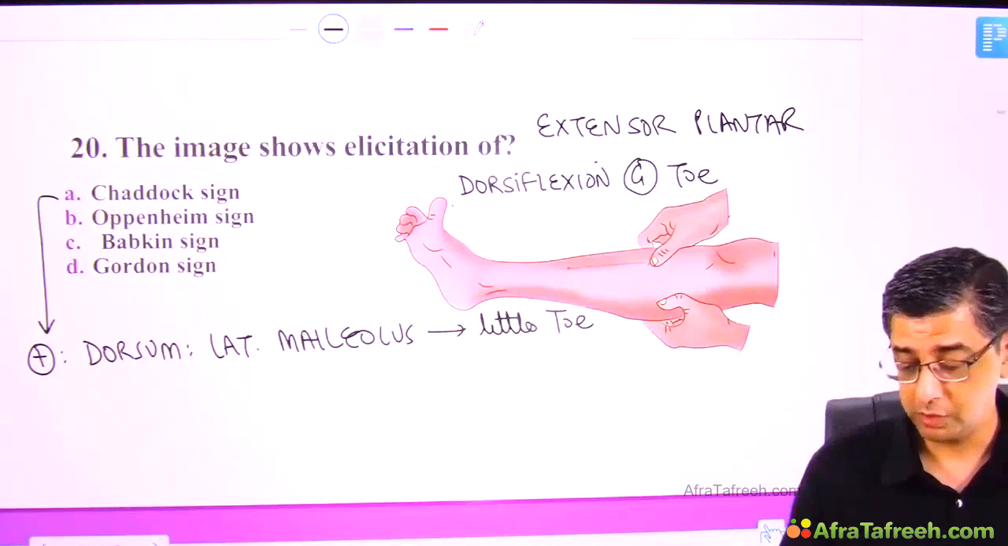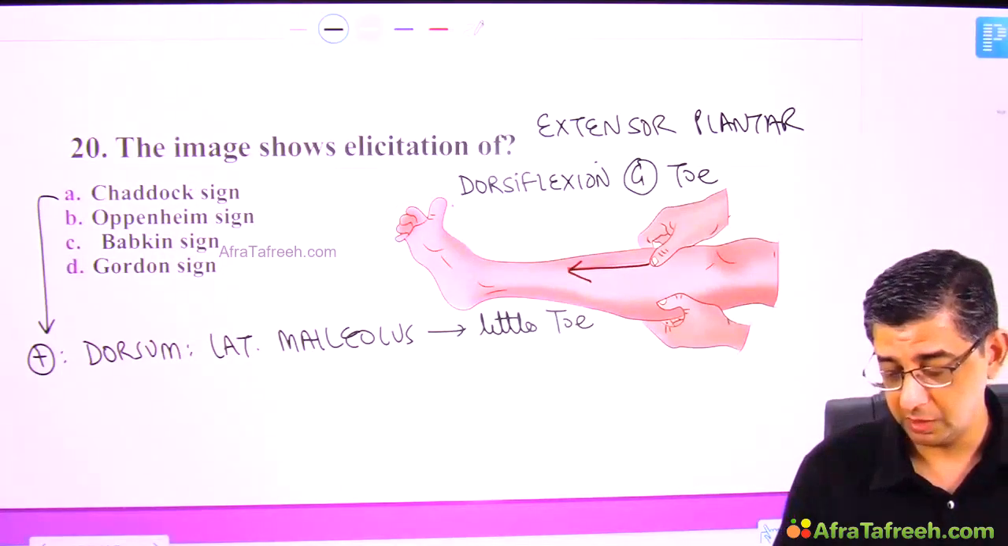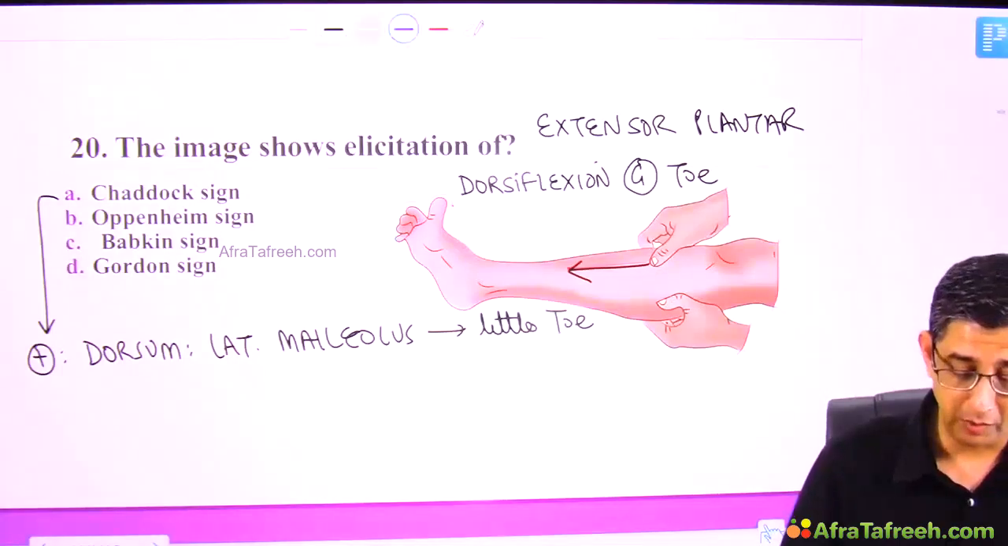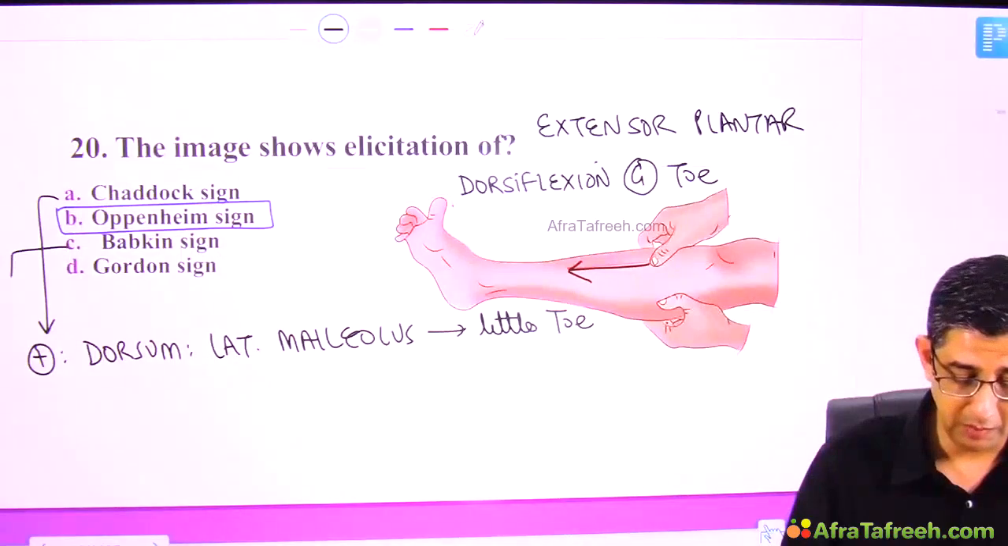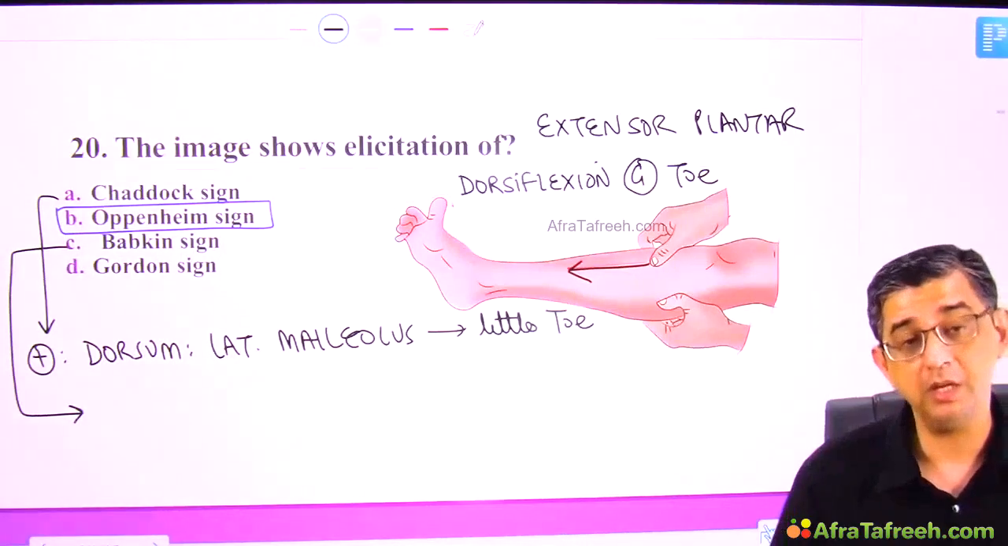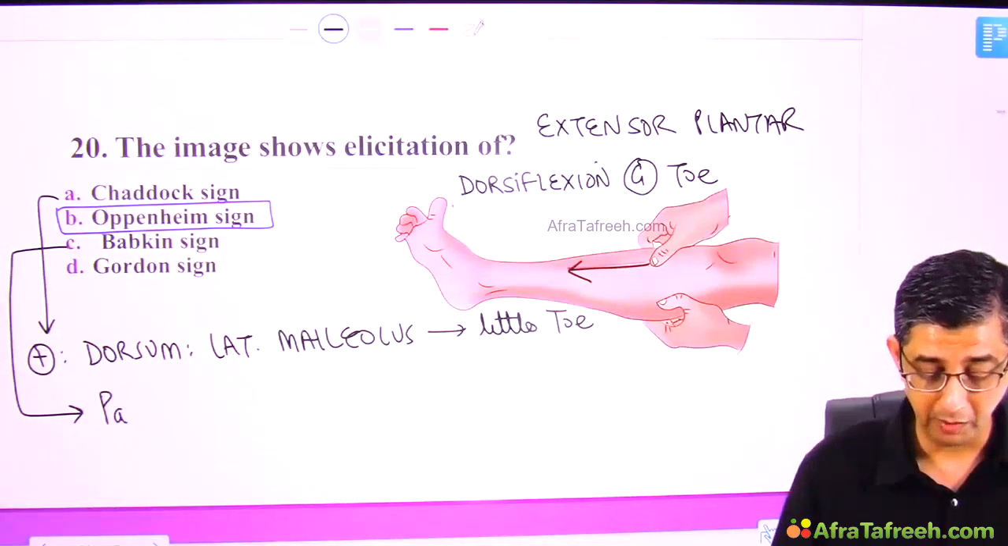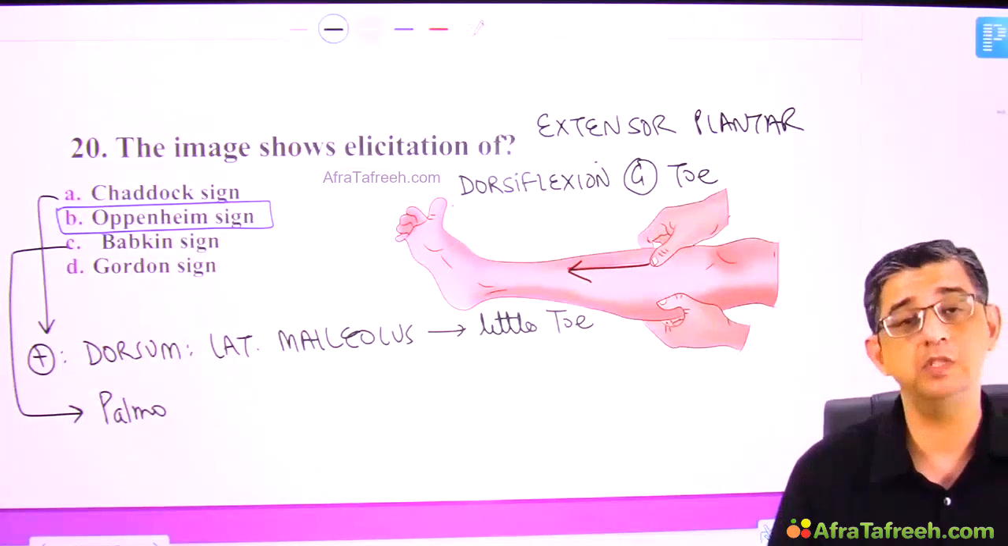Oppenheim sign is when you will stimulate over the shin of this person in a downward fashion. So this particular question has the answer as option number B. Option number C says Babkin sign. Now there's Babinski sign and there's Babkin sign. Babkin, I repeat the statement, Babinski versus Babkin.